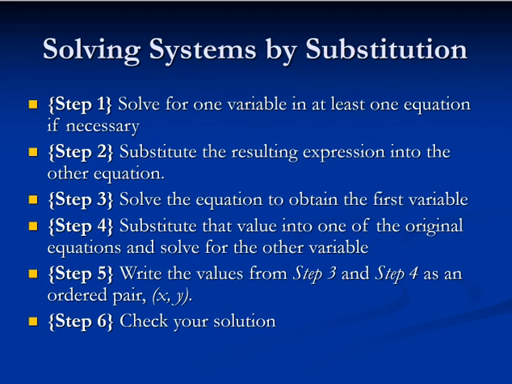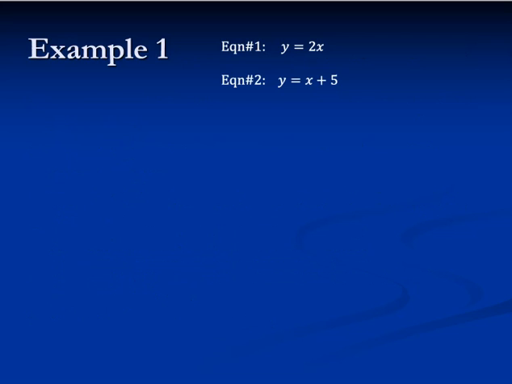Here we see that step 1 says solve for one variable in at least one of the equations if necessary. Then substitute the resulting expression into the other equation. Once we have the substitution step done, we solve that equation because it becomes an equation with only one variable. Then we plug our solution back into the equation to find the other variable, and we check our solution in the other equation. That sounds like a lot. Let's see it worked out.